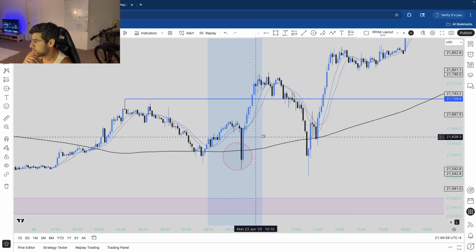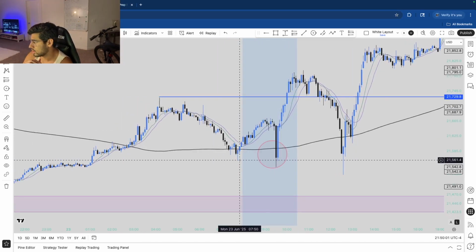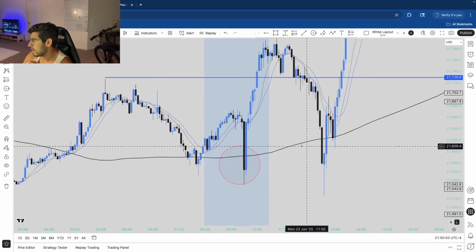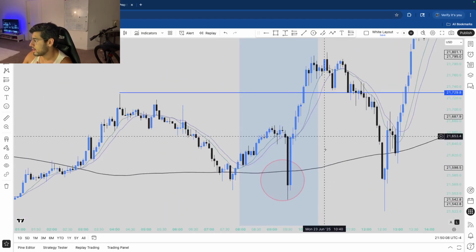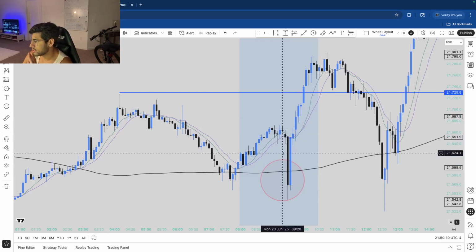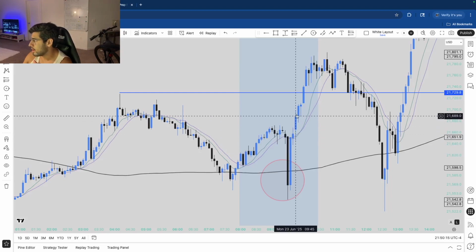So this was basically right at New York market open, flushed London lows. Then we had this strong bullish close. This is the 9 and 13 MA and the 200. I love seeing price. This is another confluence. I love seeing price respecting the 9 and the 13 MA and then continuing to push against it.